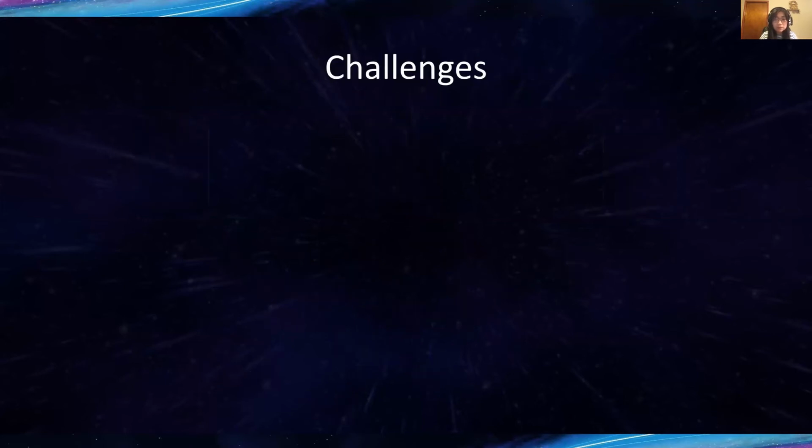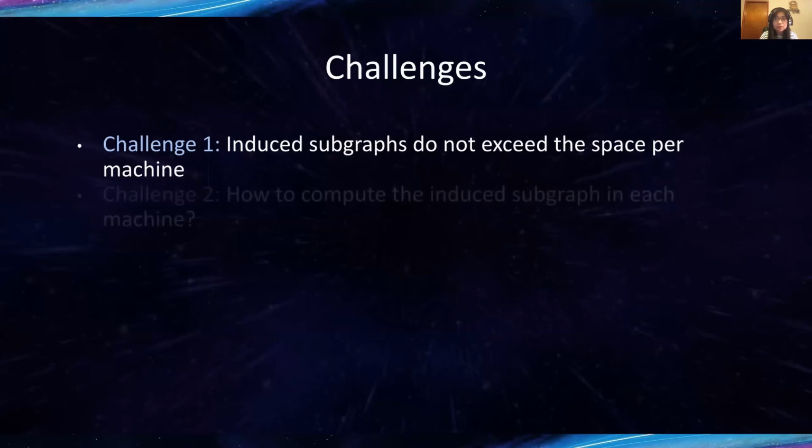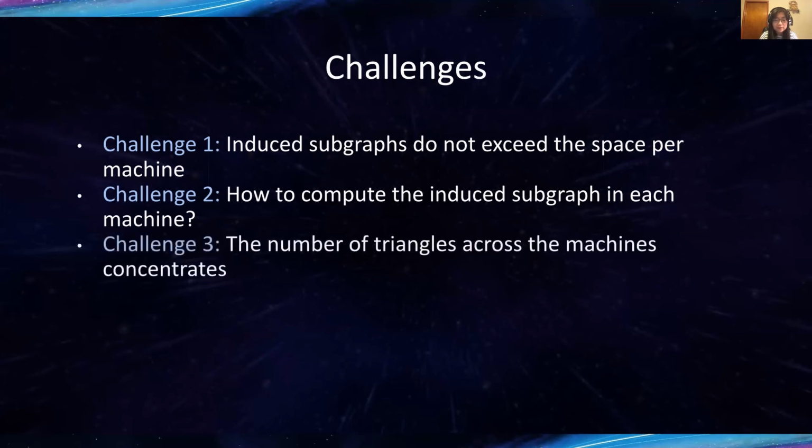There are a number of challenges we must solve with our algorithmic approach described in the previous slide. Our first challenge is that we need to set the sampling probability such that the induced subgraph in each machine does not exceed the amount of space it has. Even if the subgraphs fit in the machines, we also need to make sure computing the induced subgraph in each machine does not exceed the total allowed space. Finally, we need to show that the number of triangles across the machines concentrates.